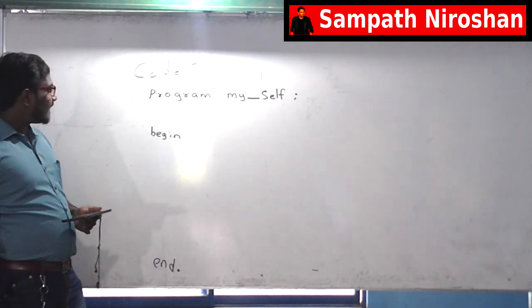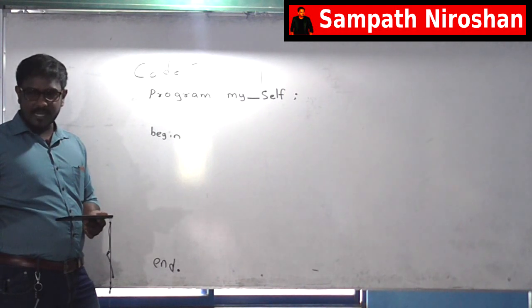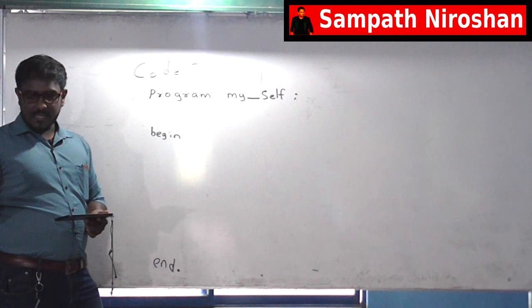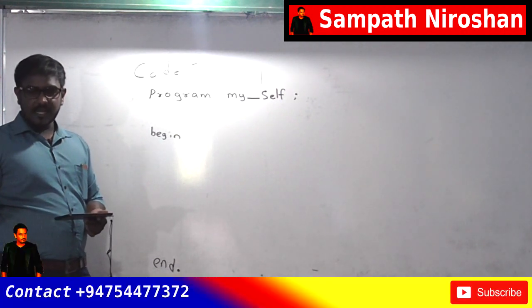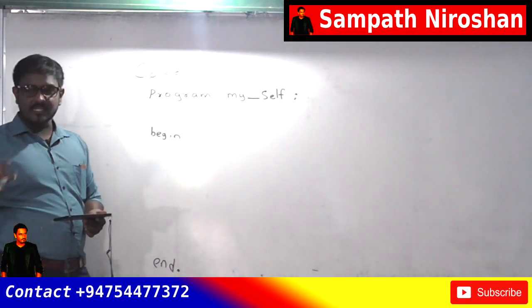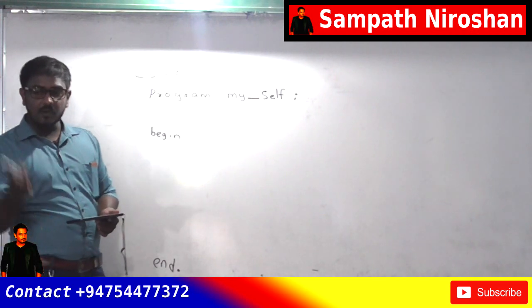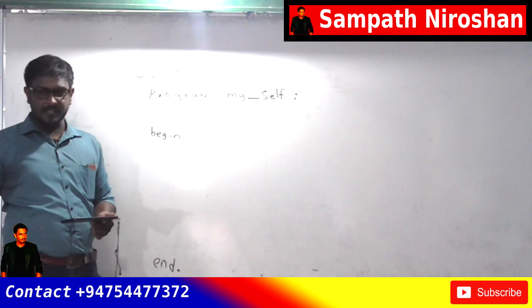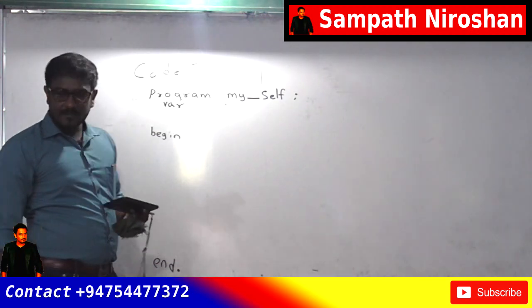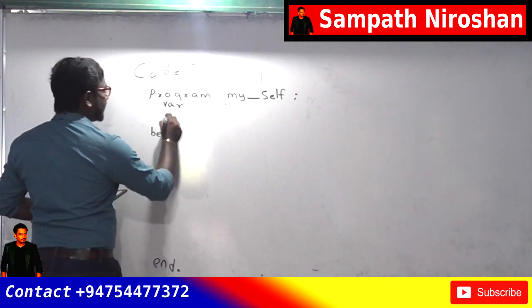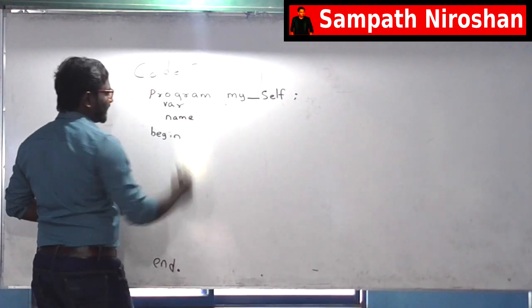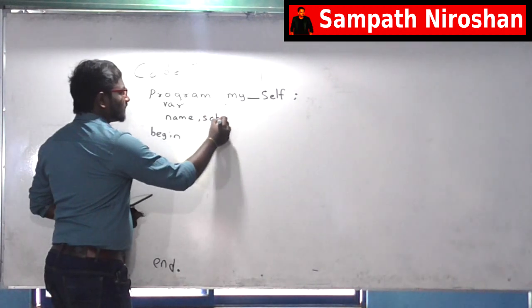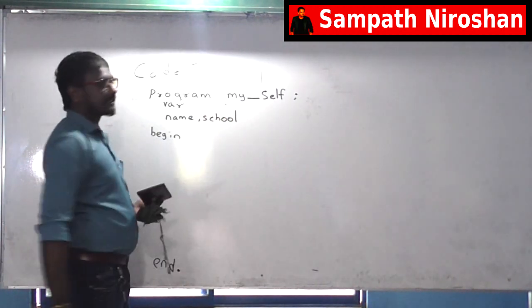So for that I have three things in my mind. What is that? Name, age, and the school. And also I have another concern. I need to calculate the age after 15 years, and I need to hold that value in some sort of a variable so I can output it. So I have 4 variables required. So you have var, and then you have the name. Name is a string type, and also you have school, and school is also a string type.